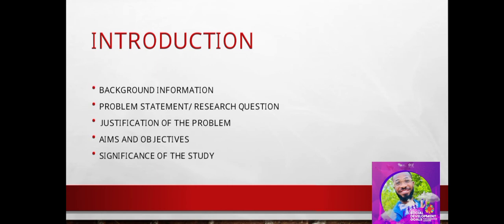So everything I'm going to write, the aim, the objectives, the justification will go alongside what's the problem. Now, the next thing is the justification of the problem. In justifying your problem, you will tell me why this problem is relevant. That's what justifying is. Why is this problem important?